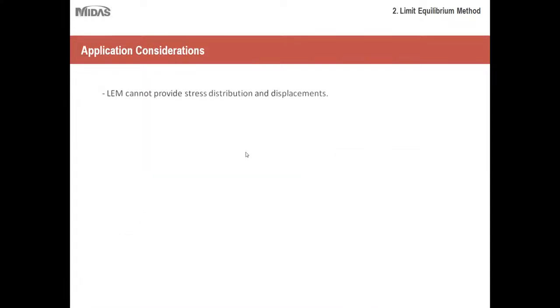Okay, so let's talk about some application considerations. There are a couple of shortcomings about the limit equilibrium method. First and foremost, it can't provide stress distribution and displacements. So if you want to simulate the displacement of your soil as part of the slope, you can't calculate that, as well as any stress in the soil elements. That can't be calculated by the limit equilibrium method. The main purpose of using the limit equilibrium method is to calculate the factor of safety. That's pretty much it. So if you have a very simple, smaller, straightforward slope stability project where all you need is a factor of safety, then usually the limit equilibrium method is your best solution because it's the simplest.